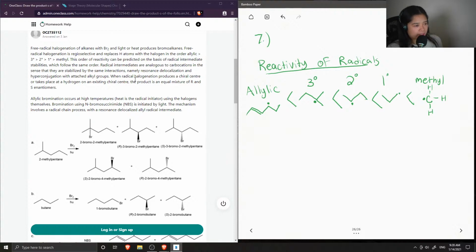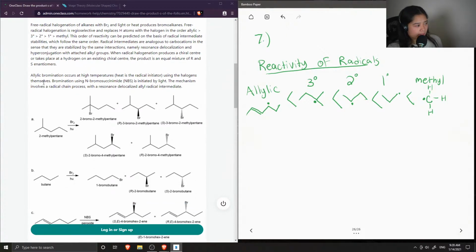When radical halogenation produces a chiral center or takes place at a hydrogen on an existing chiral center, the product is an equal mixture of R and S enantiomers. Allylic bromination occurs at high temperatures. Heat is the radical initiator using the halogens themselves. Bromination using N-bromosuccinimide or NBS is initiated by light, and the mechanism involves a radical chain process with a resonance delocalized allyl radical intermediate.